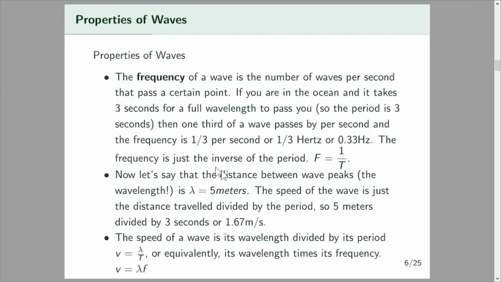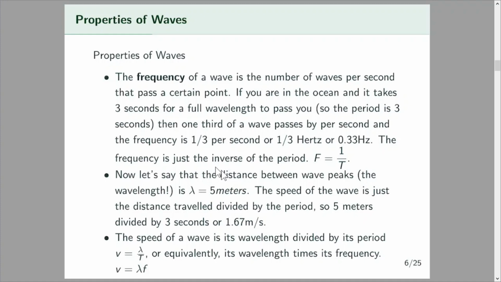So we've defined now the wavelength, the amplitude, the period, and the frequency. We're going to define the velocity of a wave, or the speed. And so let's do this by example. Suppose this wave that we're talking about that has a period of 3 seconds has a wavelength of 5 meters. So if the period is 3 seconds, that means when the wave comes by you, it takes 3 seconds for the second peak to get there.